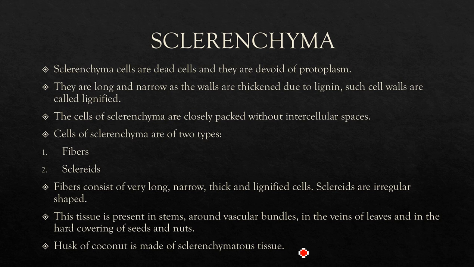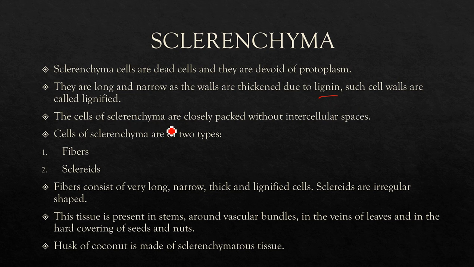Here the walls in the case of sclerenchyma are quite thick, so their protoplasm is somewhat collapsed and there is no protoplasm inside, which results in the death of these tissues. So they are dead tissues, dead cells. They are devoid of protoplasm. They are long and narrow as the walls are thickened due to lignin deposition. The chemical substance which is deposited in the walls is called lignin. Such cell walls are called lignified.